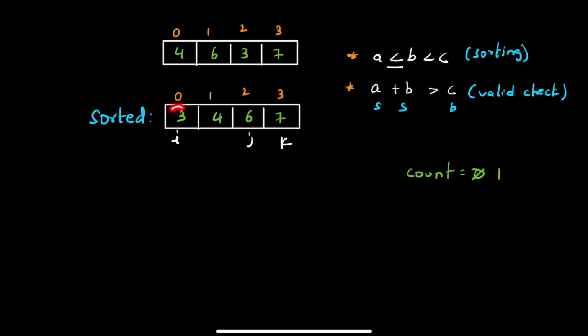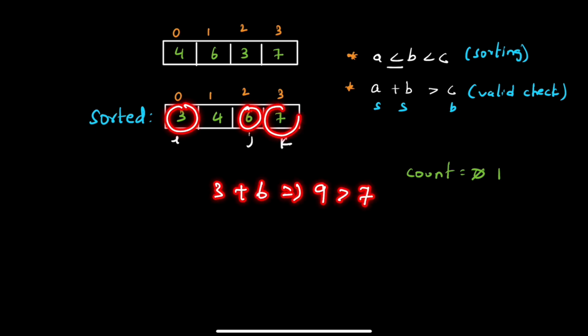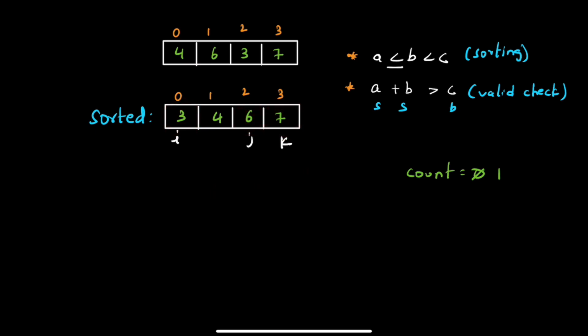Now we'll sum 3 and 6. So 3 plus 6 will be 9, right? And 9 is greater than 7, where 7 is at the k position, right? So this condition is satisfied, so we'll increment our count by 1. Now how will we shift our i pointer and j pointer? That is a big question, right?